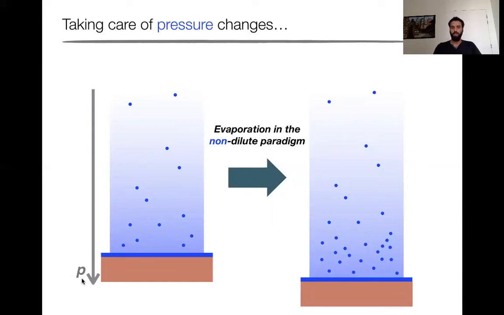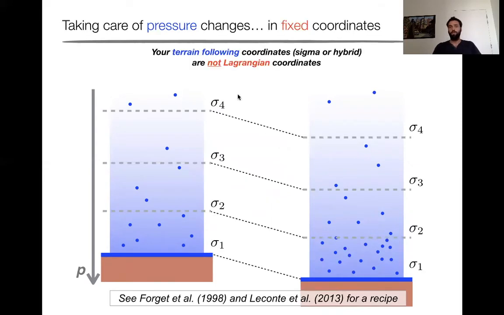So in pressure coordinates here, the surface pressure increases, at least in hydrostatic equilibrium. And so you could just say, oh, I just need to increase the surface pressure when I evaporate some water vapor. But the problem is that in most climate models, what you are using are actually what you would call fixed coordinates or terrain following coordinates, like the sigma coordinates or the hybrid coordinates. And the thing is that these coordinates are not Lagrangian coordinates.